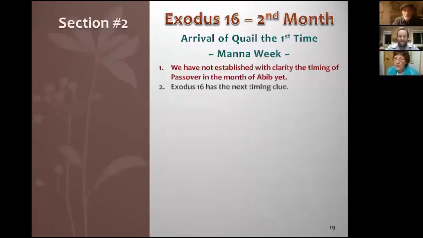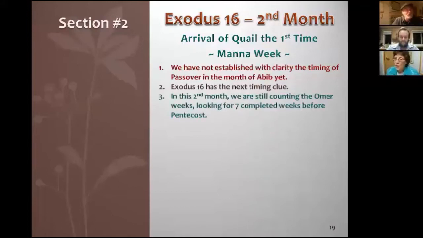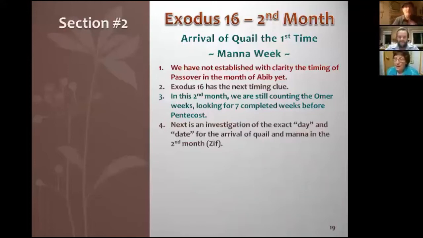But Exodus 16 has the next timing clue. In the second month, we are still counting the Omer. We're looking for 7 completed weeks before the Pentecost. That was a command. And next, there is an investigation of the exact day and the exact date for the arrival of the quail and the manna in the second month. So we want to know which day it was, Monday, Tuesday, Wednesday, and what was the date. Was it the 7th, 8th, or the 9th? We want to know that.